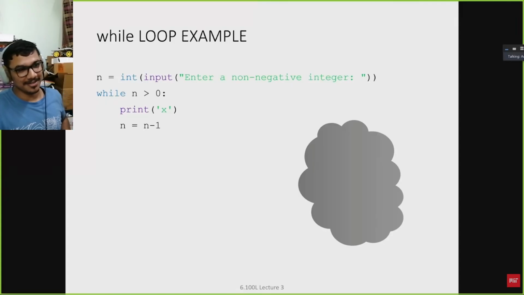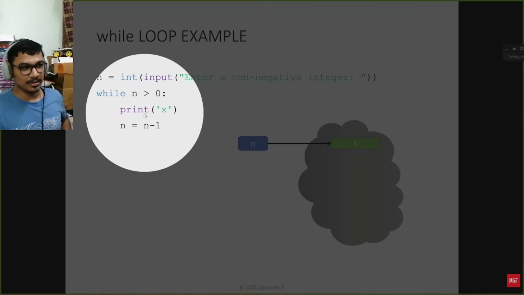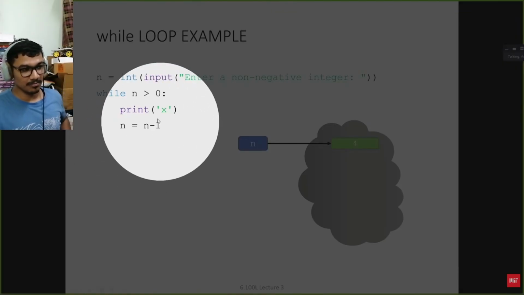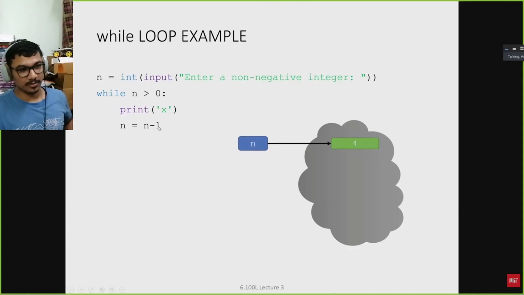So what is this code doing in memory? Well, the user gives me, let's say, 4. What happens step by step? First, we see our while loop. So I'm going to check whether 4, the current value of n, is greater than 0. Yes, that's true. I'm going to print x to the screen. And then I'm going to do the next line of code that's part of this indented block, which is to take n and assign it to whatever n is minus 1.